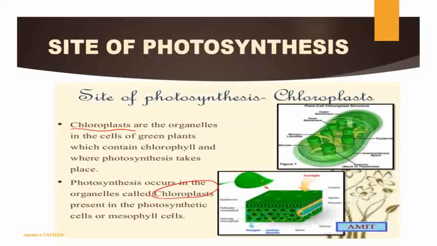Chloroplast, because chloroplast carries chlorophyll, and that chlorophyll has the capacity to trap solar energy, right? And that solar energy will get converted into chemical energy and be utilized by the plant body for the process of photosynthesis and to make organic material like glucose.